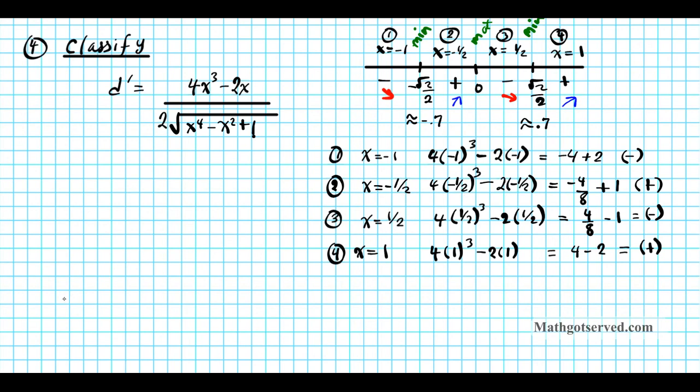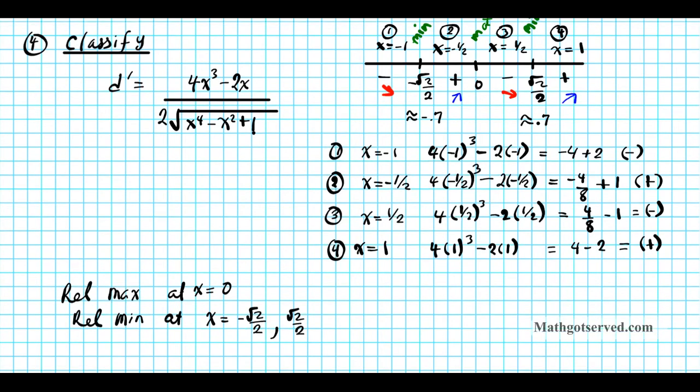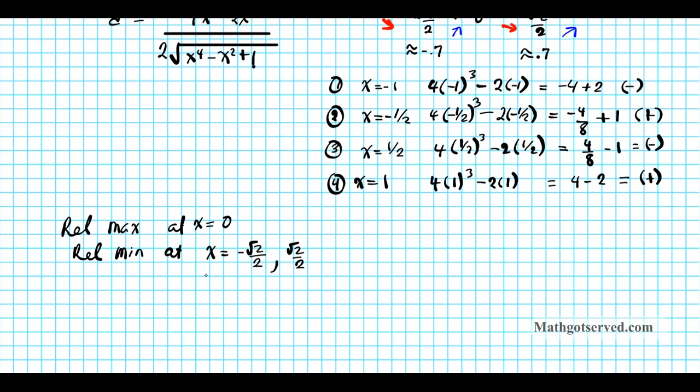We have a relative max at x equals 0, and we have 2 relative mins, relative min at x equals negative root 2 over 2 and root 2 over 2. So the question is, which yields a smaller distance, or maybe they're both equally small. So to determine what the minimum distance is, we're going to evaluate the function d.